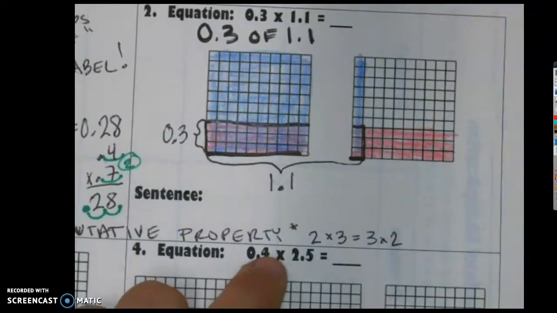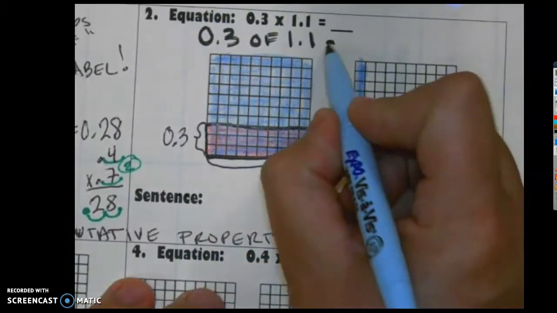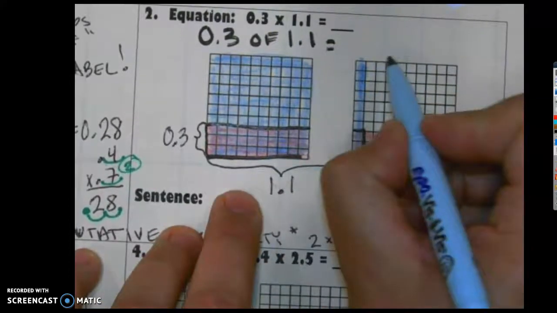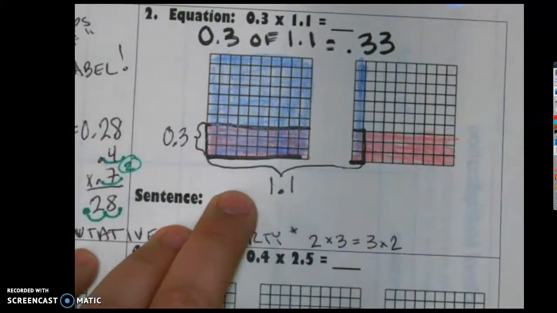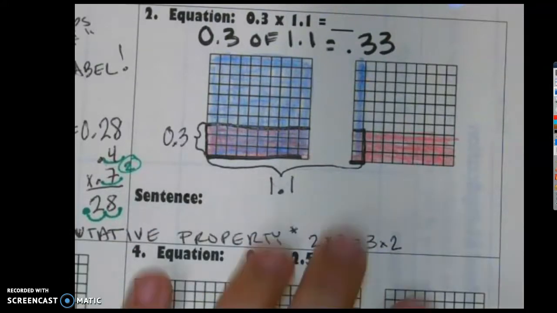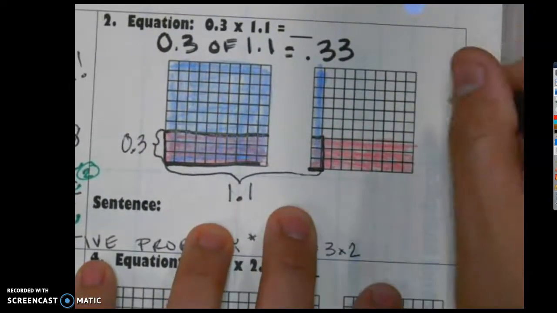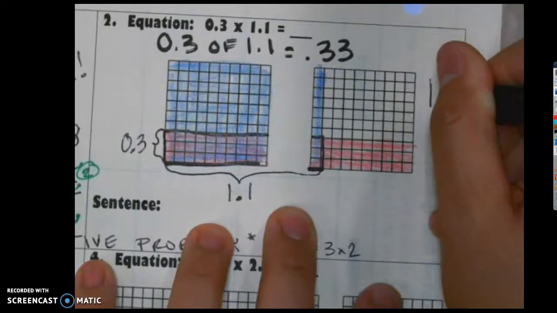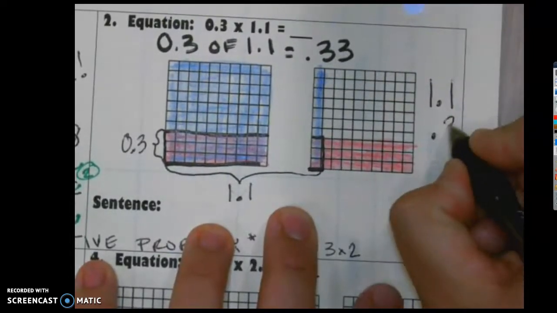So 3/10 of 1 1/10 is equal to 33 hundredths, or 33 cents. Okay? And we'll solve it using the standard algorithm as well, so we can get practice doing that. I'm going to do that right over here. So I have 1 and 1/10, and I'm going to multiply that by 3/10.